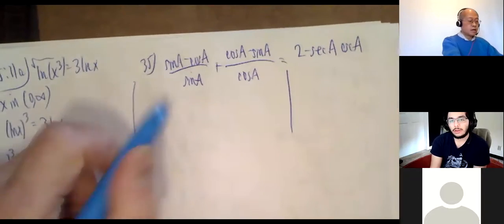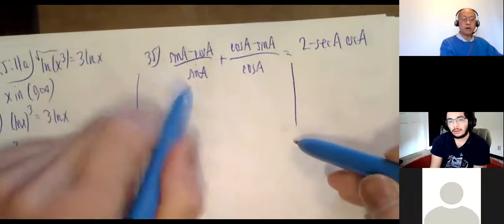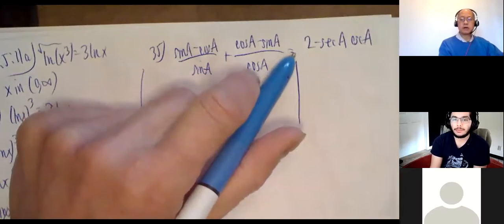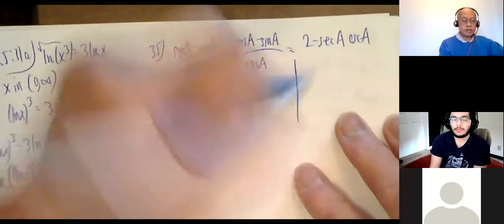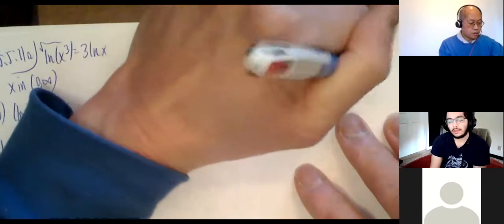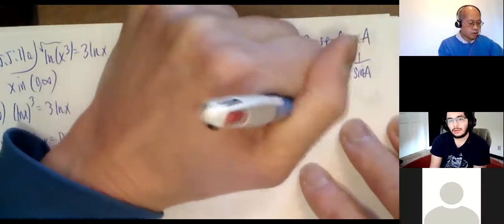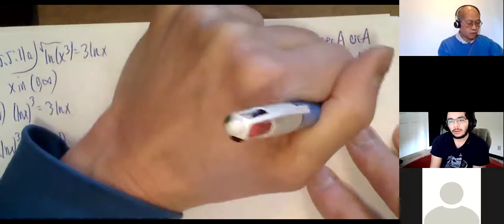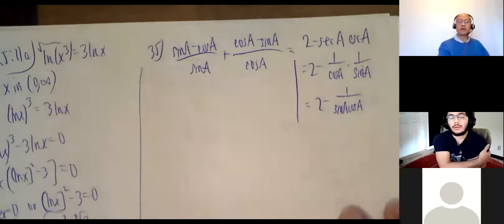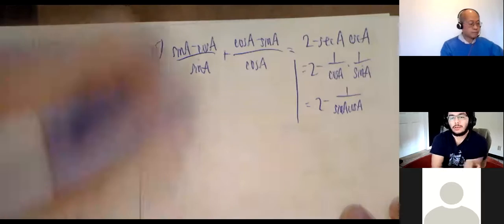Let's see. If I actually divide this out, I do see a 1. If I divide this, I see another 1. So I see 1 plus 1 is 2. So that might be a way to go. Let me change this to 2 minus 1 over cosine A times 1 over sine A, or 2 minus 1 over sine A cosine A. So hopefully that will help here.